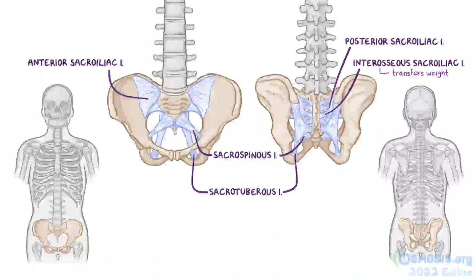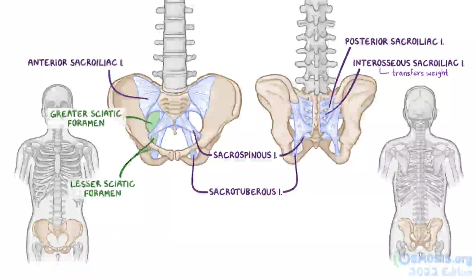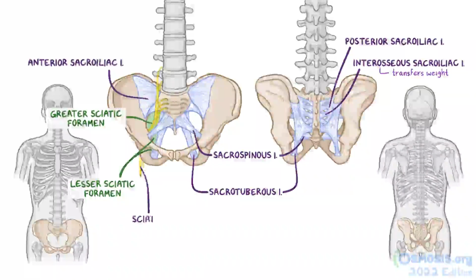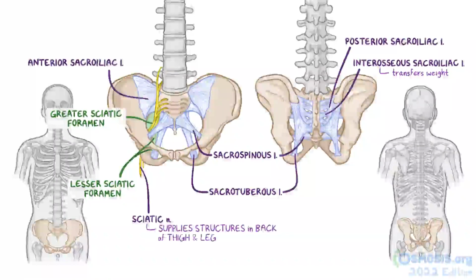These two ligaments convert the greater and lesser sciatic notches into the greater and lesser sciatic foramina, as shown here. There are multiple important structures passing through these two foramina. For example, the sciatic nerve passes through the greater sciatic foramen to enter the posterior thigh. This nerve and its branches supply structures in the back of the thigh and the leg.